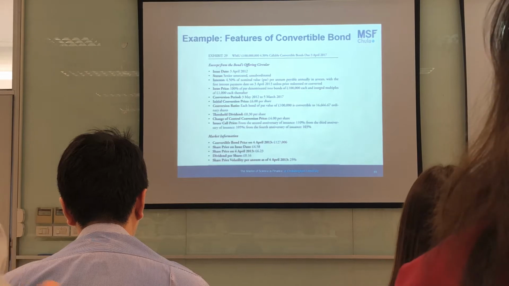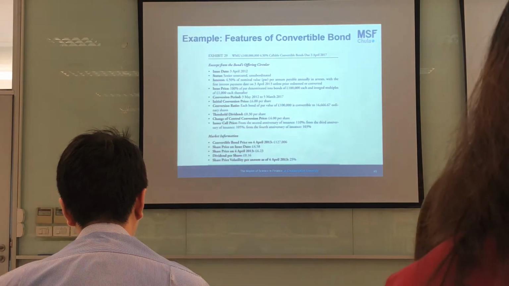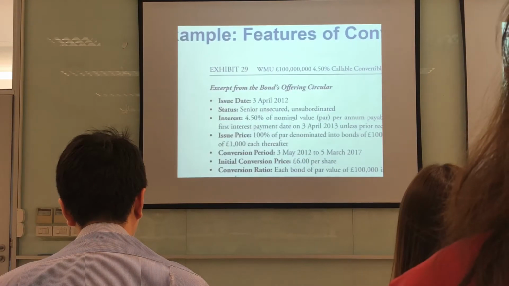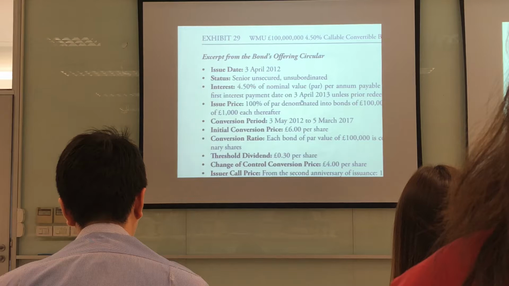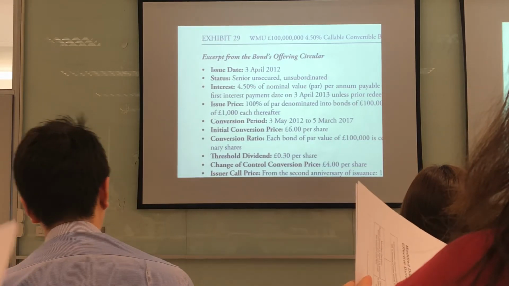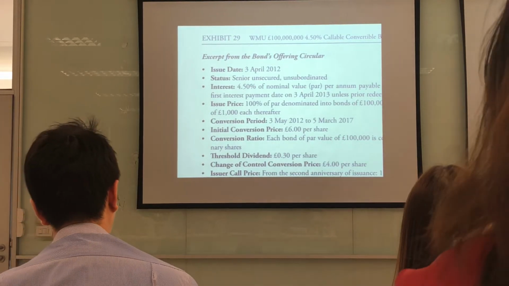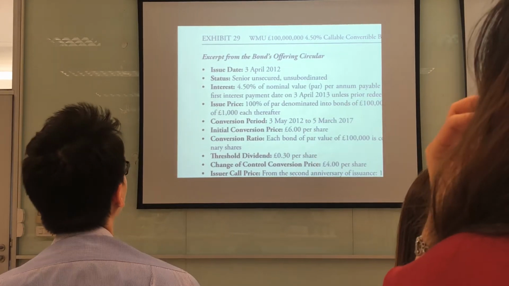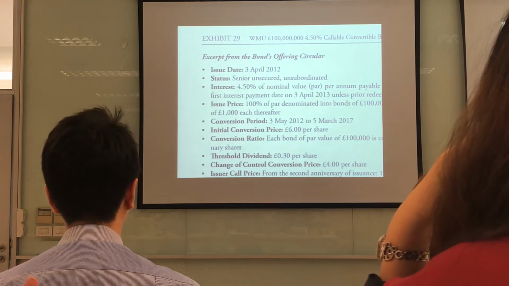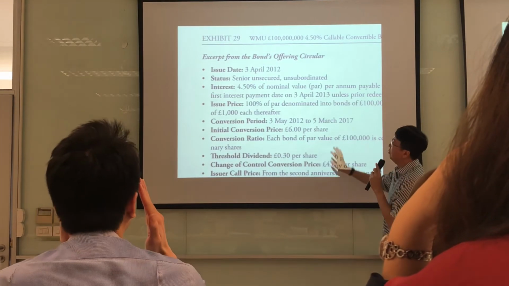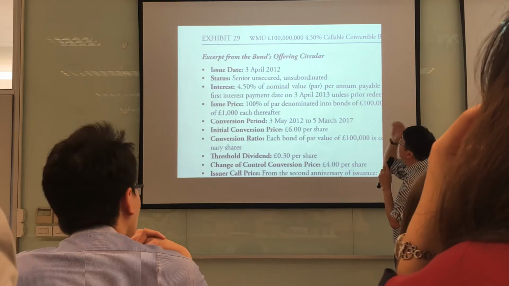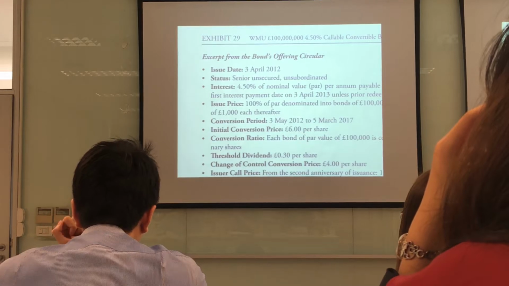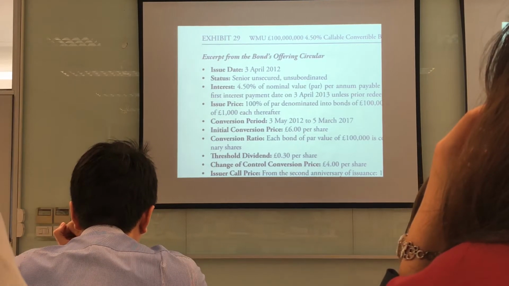Here is an example of a convertible bond. Not sure you can read this, let me just magnify first to discuss a bit more detail about the bond features. This is a convertible bond. The issuer is WMU, a company in the UK, I think, but I'm not sure about the details of this company. Anyway, this bond has a total principal of 100 million pounds.